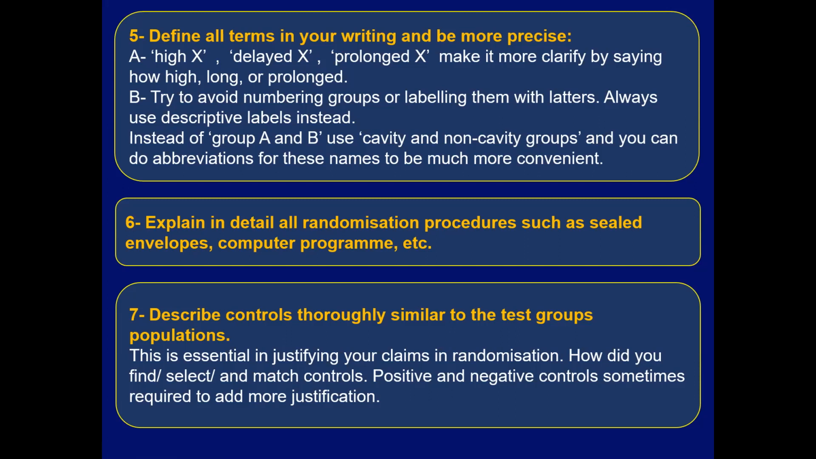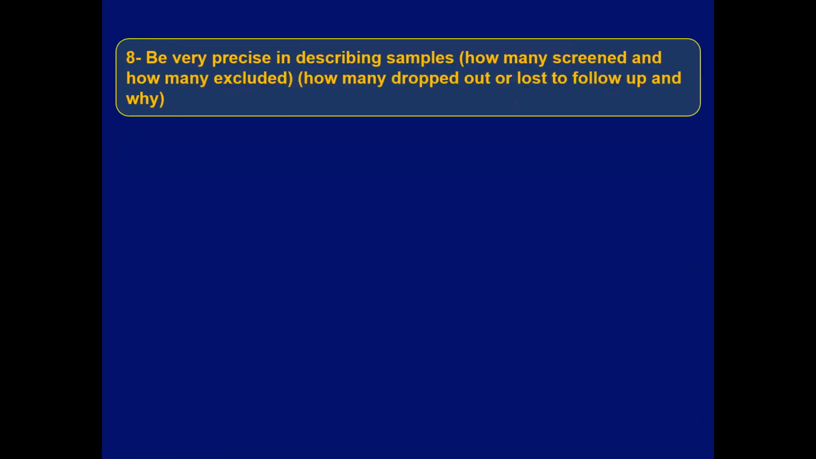But the definition of those controls is sometimes even most important when you compare a control, whether positive or negative, to the test one. So try to justify your claims and randomization. How did you find or select and match the control? Definition of control, positive or negative control, sometimes requires adding more justification. In terms of justification, it's important, of course.